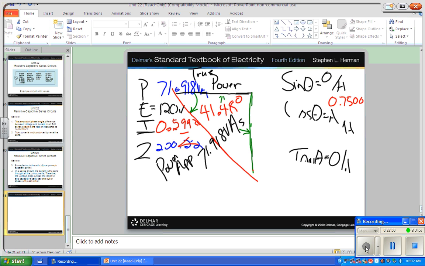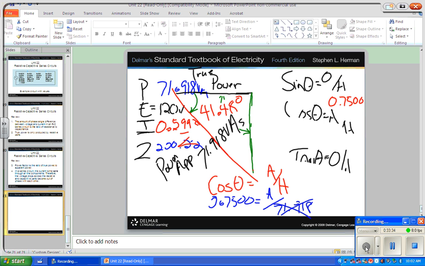So the cosine of this angle is the power factor. Now let's plug in some numbers. Let's do it the hard way. The cosine of theta is equal to A over H. Everybody agree with that? Okay, let's plug numbers in for what we know. We know the cosine is 0.7500. Now the A, we don't know. But we know the hypotenuse is 71.918 VAs. Everybody agree with that? So if we want to get A all by itself, the side adjacent, the true power, we can multiply both sides by 71.918. And we'll get 71.918 times 0.75.